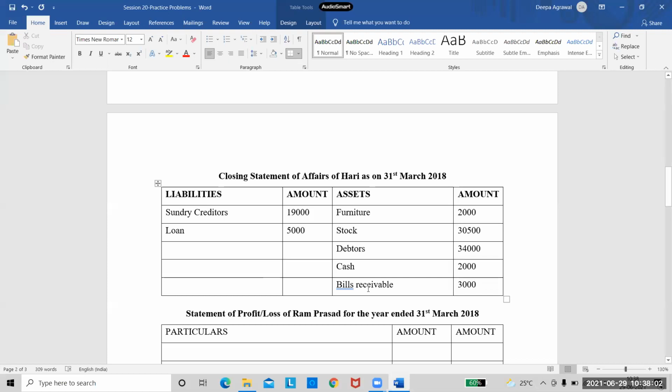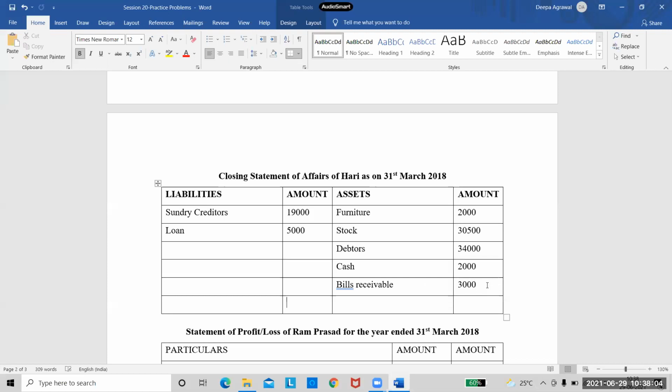The last value is your investments. Investment is again an asset. So I'm taking on the asset side. Investments is given as 10,000. That's it. So I've taken all the values. Now quickly calculate your closing capital and tell me the value. Yes, closing capital. How much is the closing capital? Tell me the value.